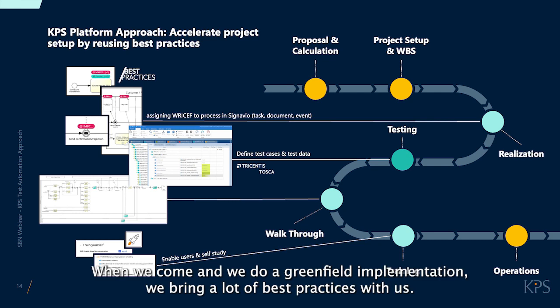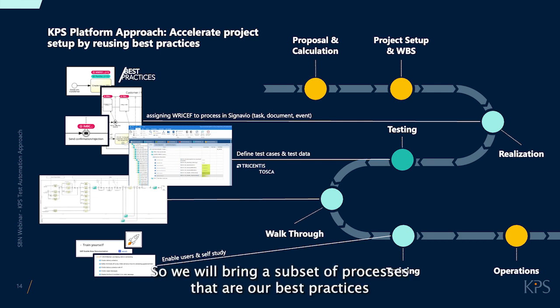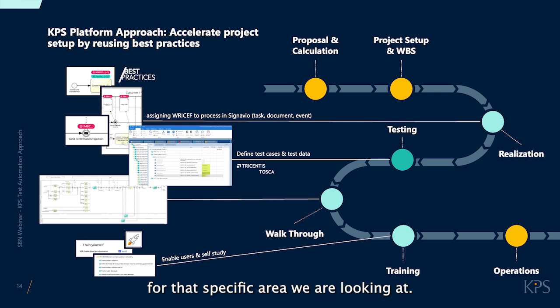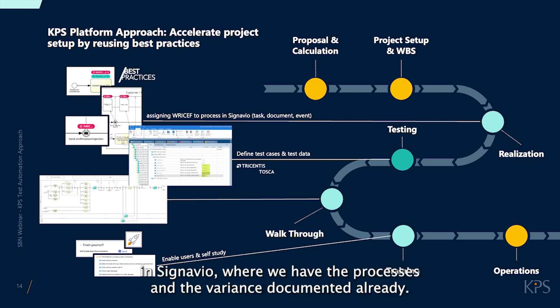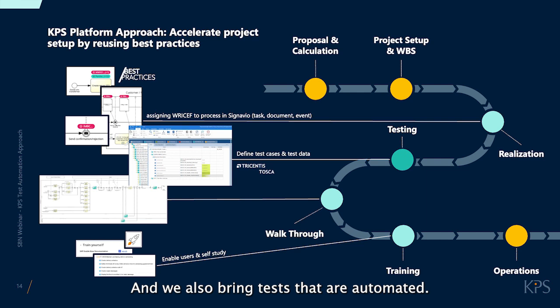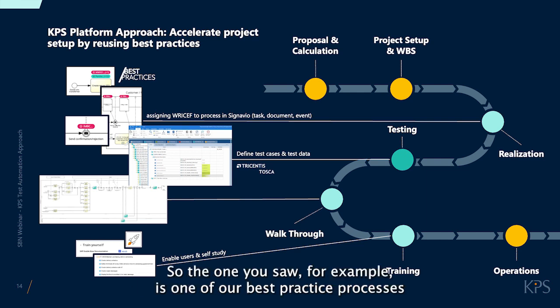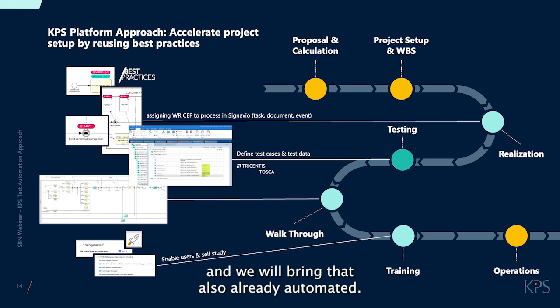When we do a greenfield implementation, we bring a lot of best practices with us. We bring a subset of processes that are our best practices for that specific area, and a system with standard configuration, with documentation in Signavio, where the processes and the variants are already documented. We also bring automated tests. The standard set you saw, for example, is one of our best practice processes, and we bring it already automated.